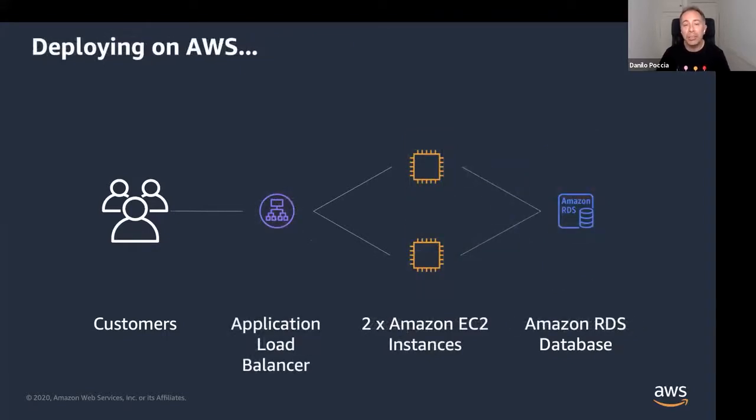If you move to the cloud, you can almost map one-to-one the resources that we saw before into components that AWS provides. So you can use the application load balancer, you can use EC2 instances for your application server. You can start getting things easier by using a fully managed database like those provided by Amazon RDS. In this way, for example, availability is fully managed by us.